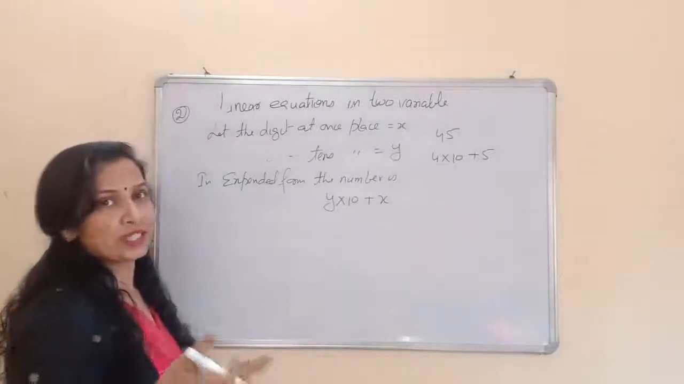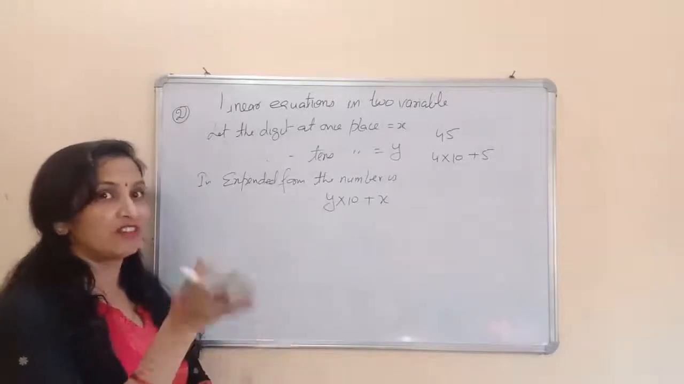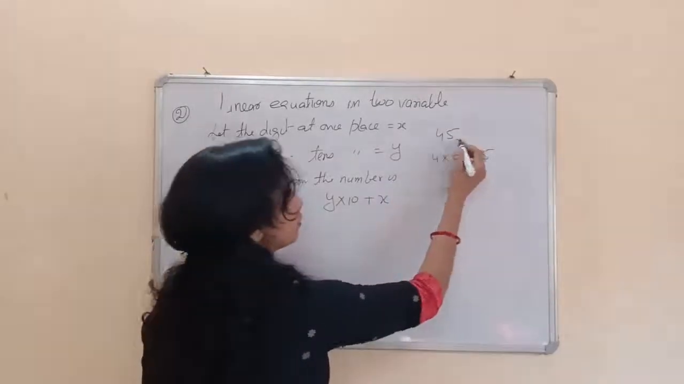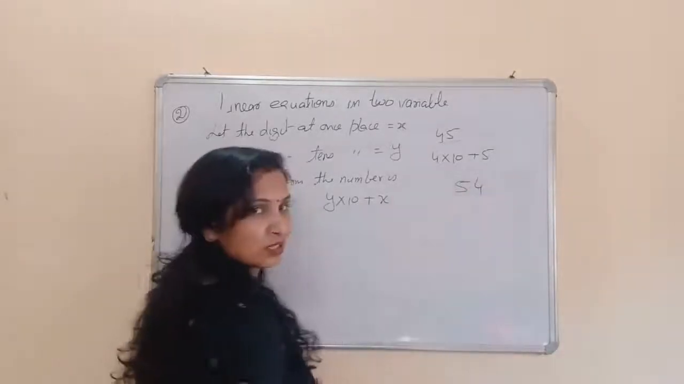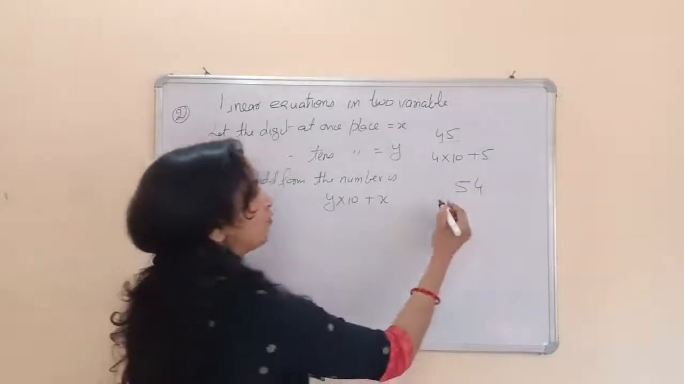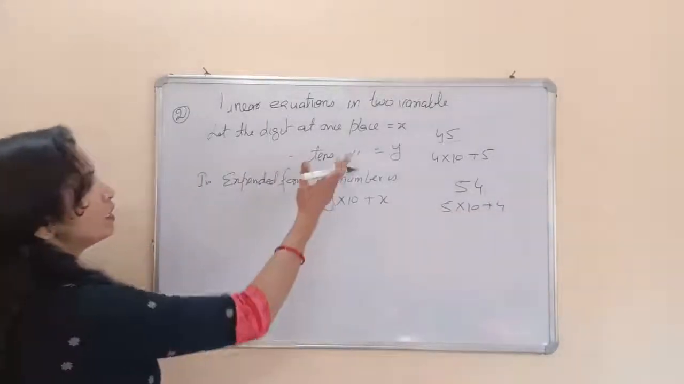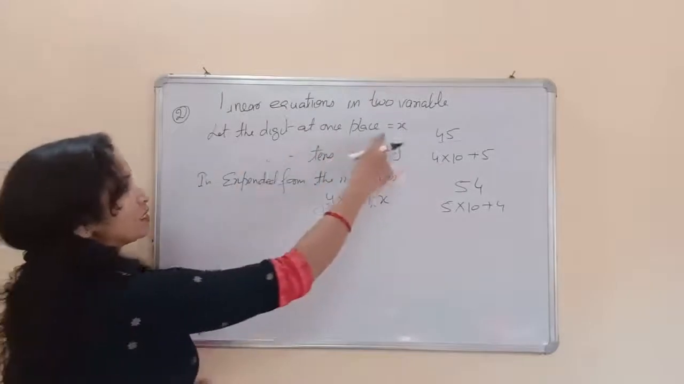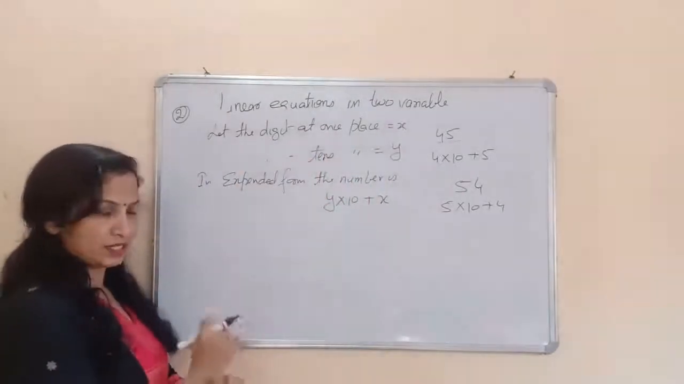In most of the questions there is the statement: if we reverse the digits. It means, suppose this is the number 45, and if we reverse the digits, it will become 54. So now how will you write it in expanded form? You will write it like 5 into 10 plus 4. So same in this case, if the ones place is x and the tens place is y, and you are going to reverse the digits.